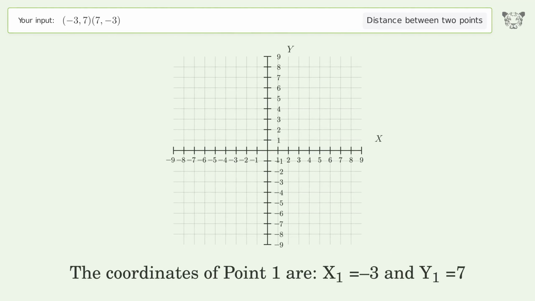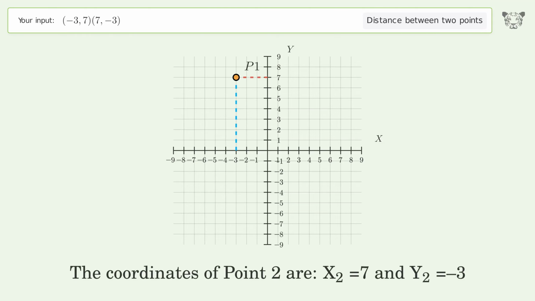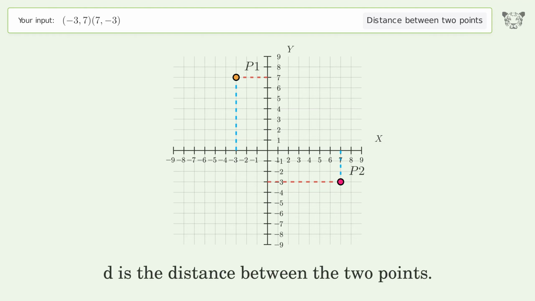The coordinates of point 1 are x1 equals -3 and y1 equals 7. The coordinates of point 2 are x2 equals 7 and y2 equals -3. D is the distance between the 2 points.